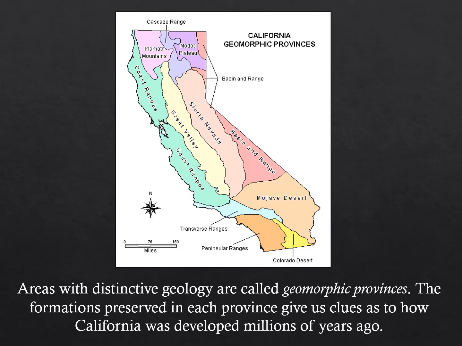We will focus on the following provinces during our review of the geologic history of California: the Mojave Desert, featured here in tan; the Sierra Nevadas, featured here in peach; the Basin and Range, featured in pink; the Klamath Mountains, featured in neon pink or baby pink; and the Transverse Ranges, which are featured in light blue. So those are the major geomorphic provinces in California that we're going to focus on for this lecture.